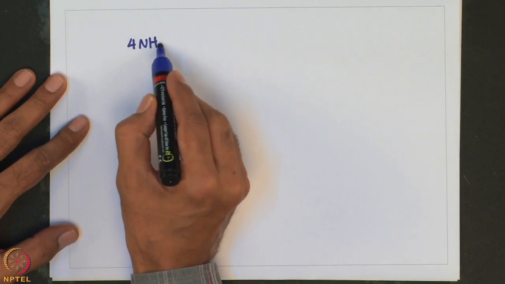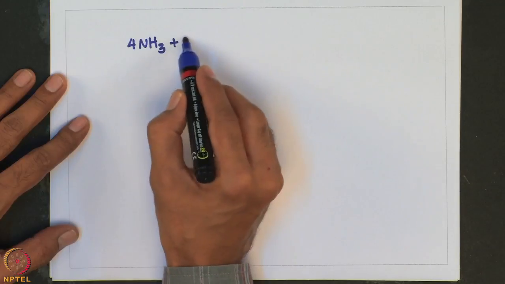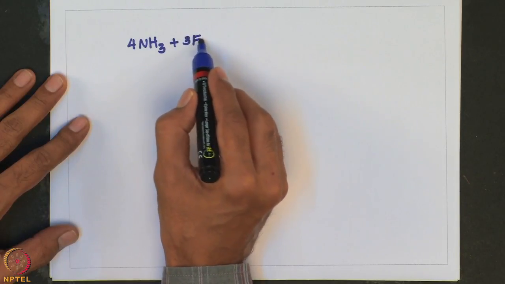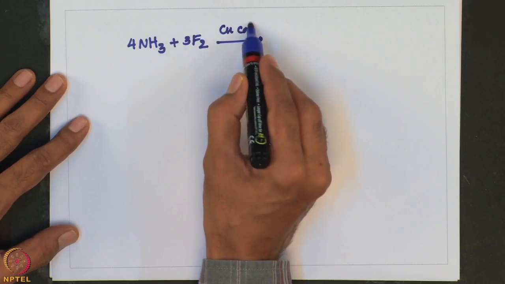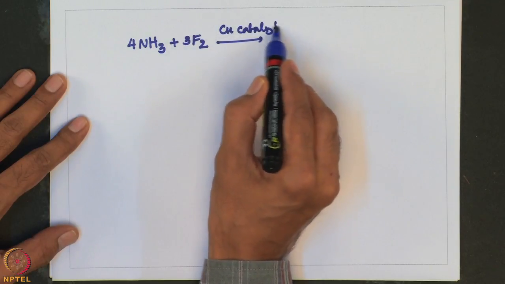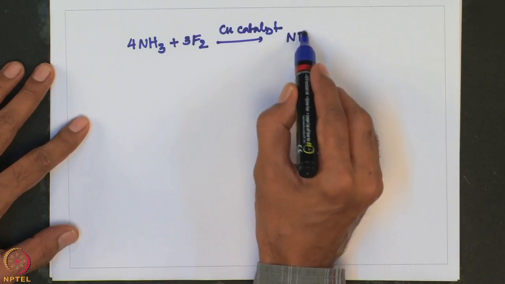Okay. Nitrogen trifluoride is made either by the reaction which must be carried out in a very controlled manner, or by electrolysis of anhydrous NH4F and HF mixtures. For example, when NH3 is treated with fluorine over a copper catalyst, NF3 is formed.